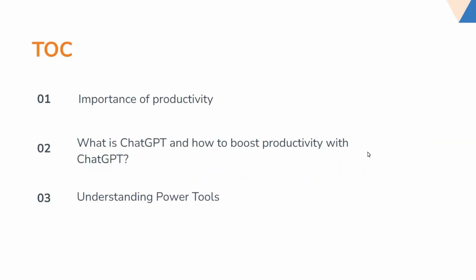So let's start. I hope we all know what ChatGPT is. ChatGPT is a powerful language model developed by OpenAI, and ChatGPT power tools are a set of extension add-ons that can be used to improve the functionality of ChatGPT. You all know that productivity is a crucial thing in today's fast-paced work environment. Finding ways to enhance our efficiency and streamline our workflow can make a significant difference in our success.